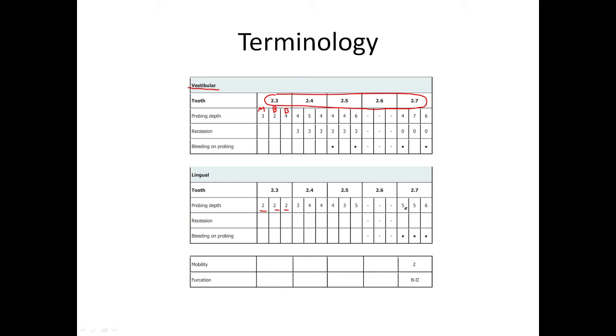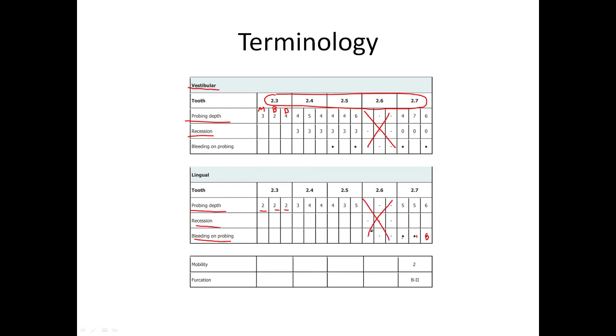And they'll give you the probing sites or the depth in this row. They'll give you recession in the second row, and then they'll give you bleeding on probing. The way they indicate it, they just put a dot. So if there's a dot, it means there is bleeding on probing. If there isn't anything, there's no bleeding on probing. If a tooth is extracted, they'll bring these lines. So this means the tooth is extracted.